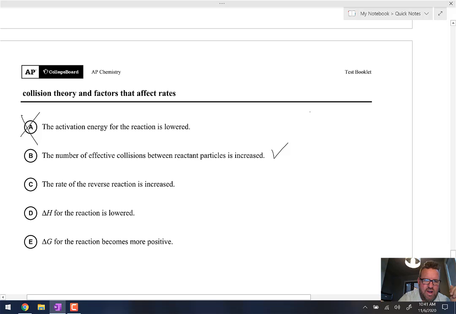Well, the other ones we haven't talked about. So we are going to learn about delta G and delta H later on this year. And we haven't talked about the rate of reverse reactions either. So none of those could be correct, or I wouldn't have given you that problem. But B is absolutely the correct response on that.